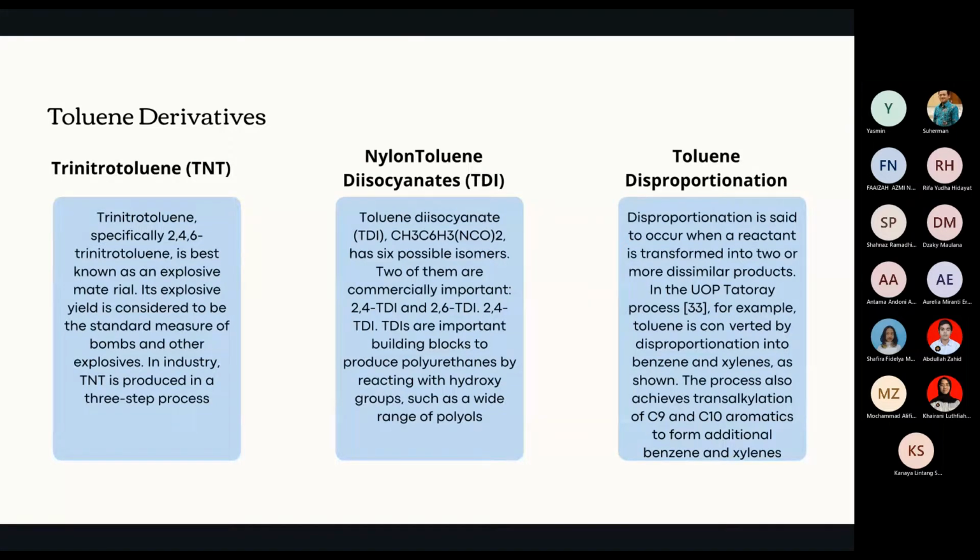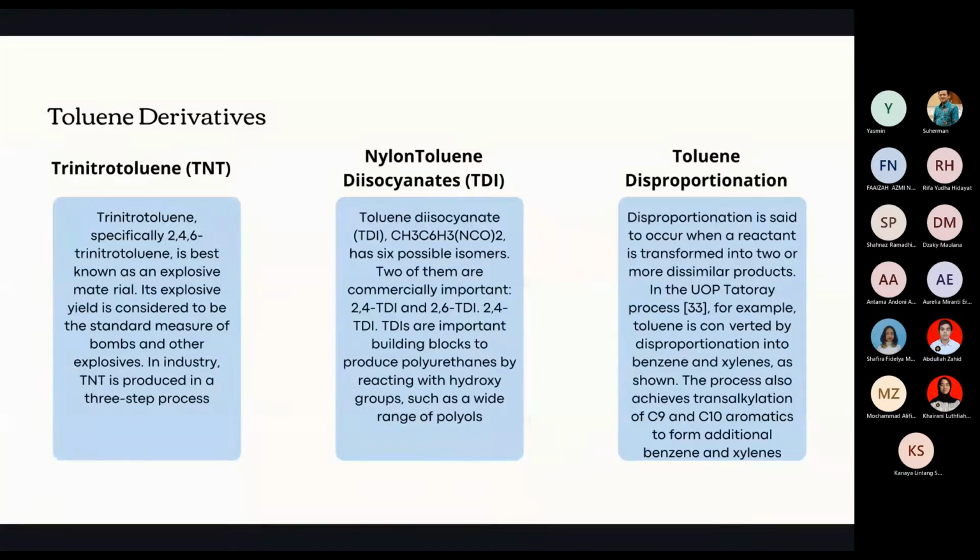The next one we have is TDI, which is a toluene diisocyanate. This TDI has about 6 possible isomers. Two of them are commercially important, which are the 2,4 TDI and the 2,6 TDI. The TDIs are important building blocks to produce polyurethanes by reacting with hydroxy groups, such as a wide range of polyols.